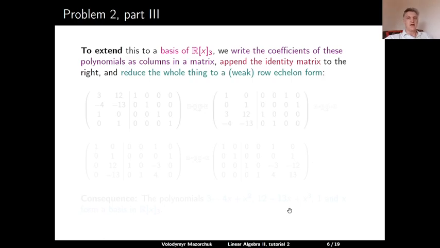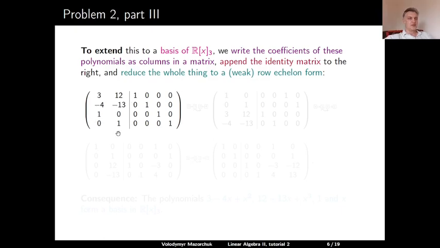To do that, we write the coefficients of our two polynomials as columns in a matrix. Here, then we write the vertical line, and then we append the identity matrix to the right of it. So here are our two basis vectors which we want to extend, and then we write the identity matrix next to it on the right. And we try to reduce this matrix to a row echelon form using Gauss elimination. So we need only a weak row echelon form here.